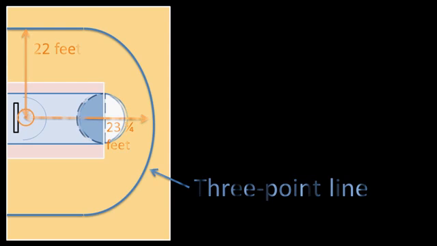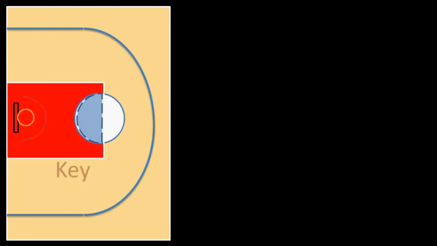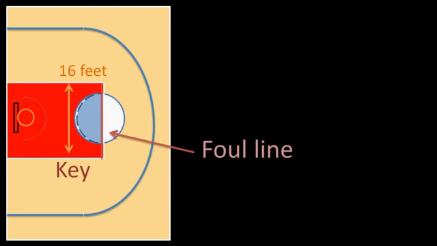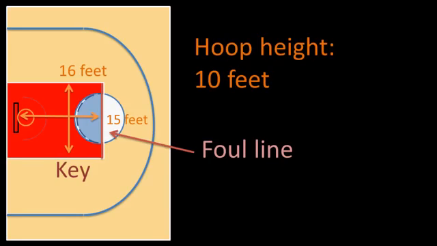The key, which is this red area in here, is 16 feet across, and it is 15 feet from the baseline to the foul line. And again, if you've never played basketball before, I'll explain what the foul line is in the next video. But for now, the last distance is the height of the hoop, which is 10 feet off the ground.